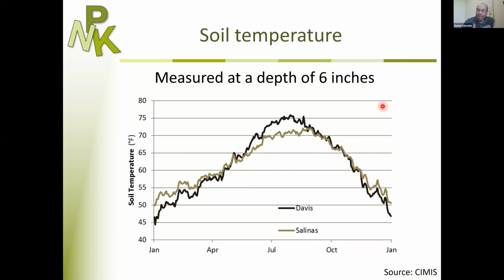Here's just an example. Most CIMIS stations measure soil temperature at 6 inches. As we all know, during the winter, soil temperature is low. Here, the brown curve is for the Salinas weather station, the black curve for Davis. It starts in January and runs throughout the year to next January. In Salinas, in early January, soil temperature may drop all the way to 50 degrees Fahrenheit, and then slowly increase, reaching a maximum in July and August of some 70 to 75 degrees, and then slowly decrease again.